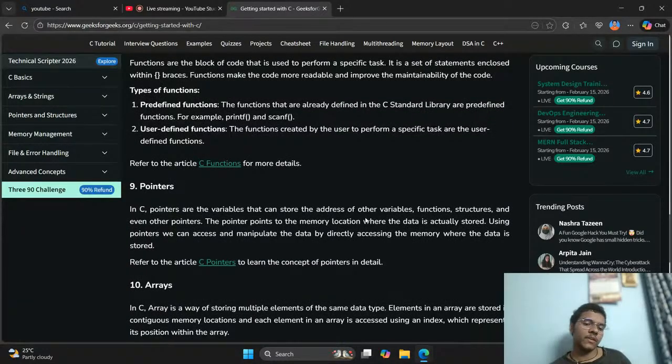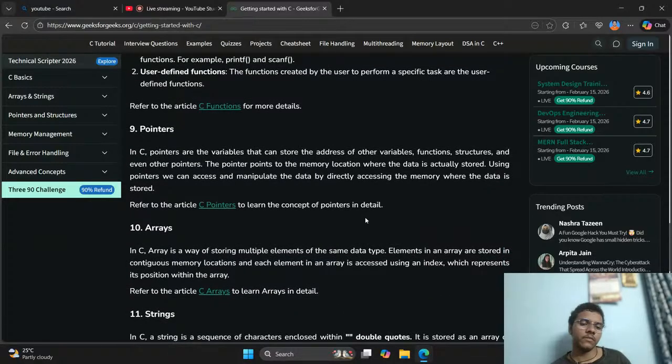Pointers in C. Pointers are variables that can store the address of other variables, functions, structures, and even other pointers. The pointer points to the memory location where the data is actually stored. Using pointers, we can access and manipulate the data by directly accessing the memory where the data is stored.